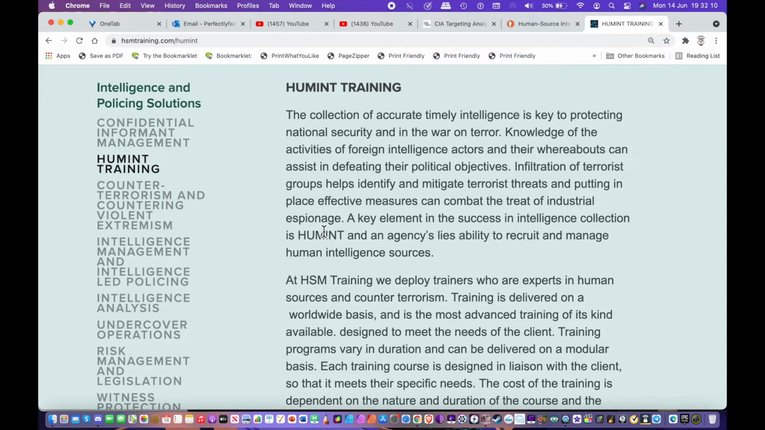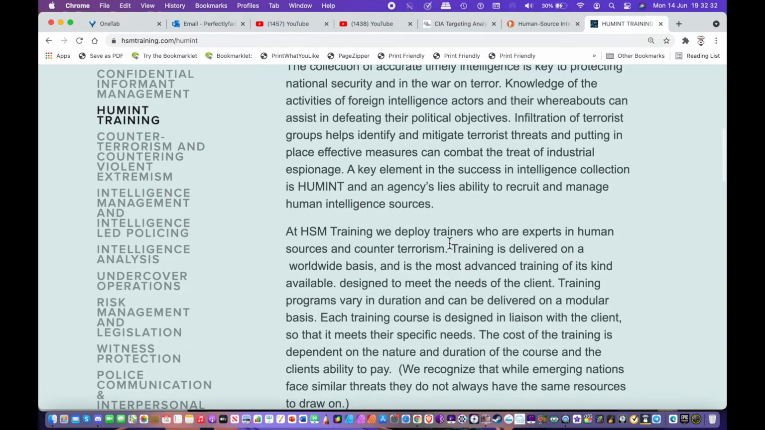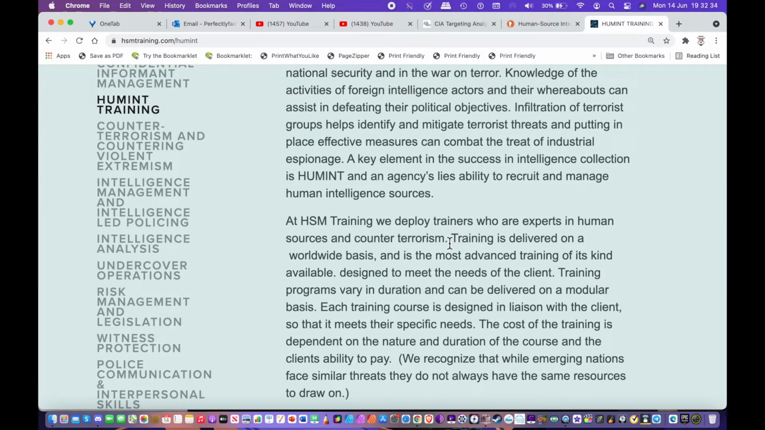A key element in the success of intelligence collection is HUMINT, and an agency's liability. This person cannot spell. Ability to recruit and manage human intelligence sources.